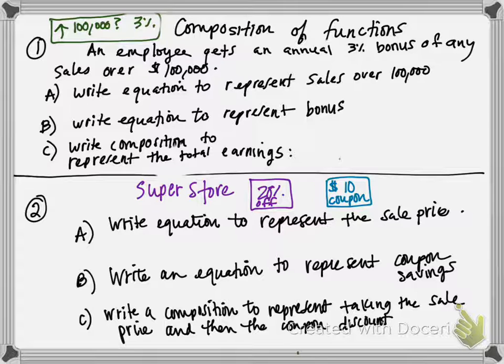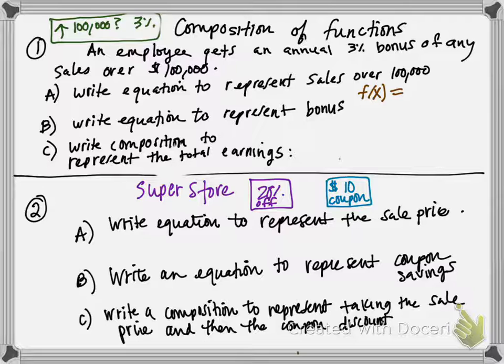Here we have two applications for composition of functions. For this very first application, an employee is going to get an annual 3% bonus of any sales over $100,000. We're going to be writing some equations to represent the scenario. The very first part is to write an equation to represent the sales over 100,000. I'm going to call this f of x.